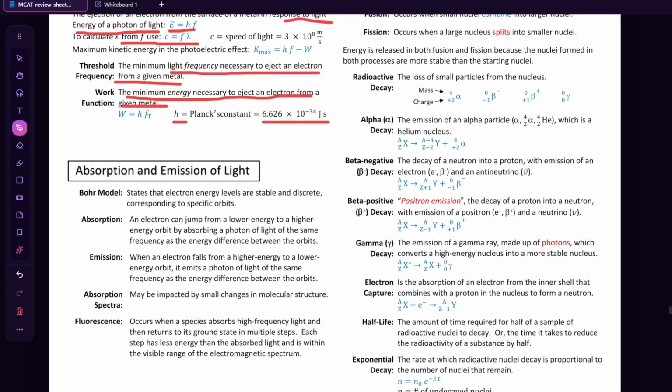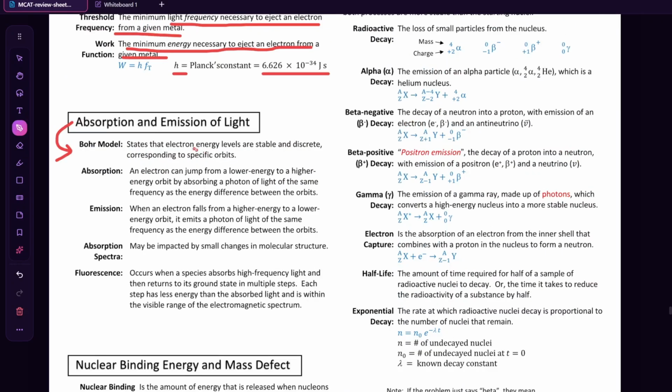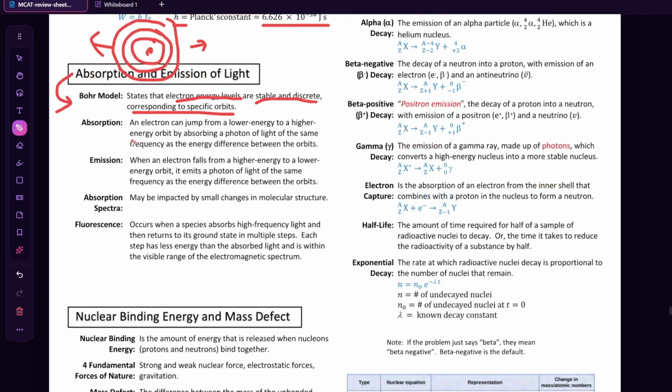And then after that, we can go over absorption and emission of light. This is also Gen Chem review, pretty much, for the Bohr model. The Bohr model states that you have the nucleus, and around it the orbitals, so n equals 1, 2, 3, and so on. You can go out more, so you have those energy levels that are stable and discrete, corresponding to specific orbits. And so absorption is when an electron jumps from a lower energy to a higher energy orbit by absorbing a photon of light of the same frequency and energy as the energy difference between orbits.